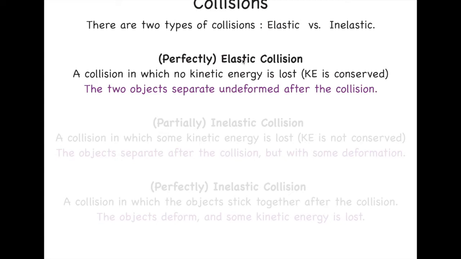One of the hallmarks of an elastic collision is that the two objects separate undeformed after the collision. So you have two objects coming in, they collide, and after the collision, the two objects go their own independent ways, and they are undeformed compared to how they were before the collision. A very classic example of this would be two very hard metal spheres coming in, knocking off of each other, and flying off in their own directions. And the metal spheres are assumed to have not gotten dented in the process.